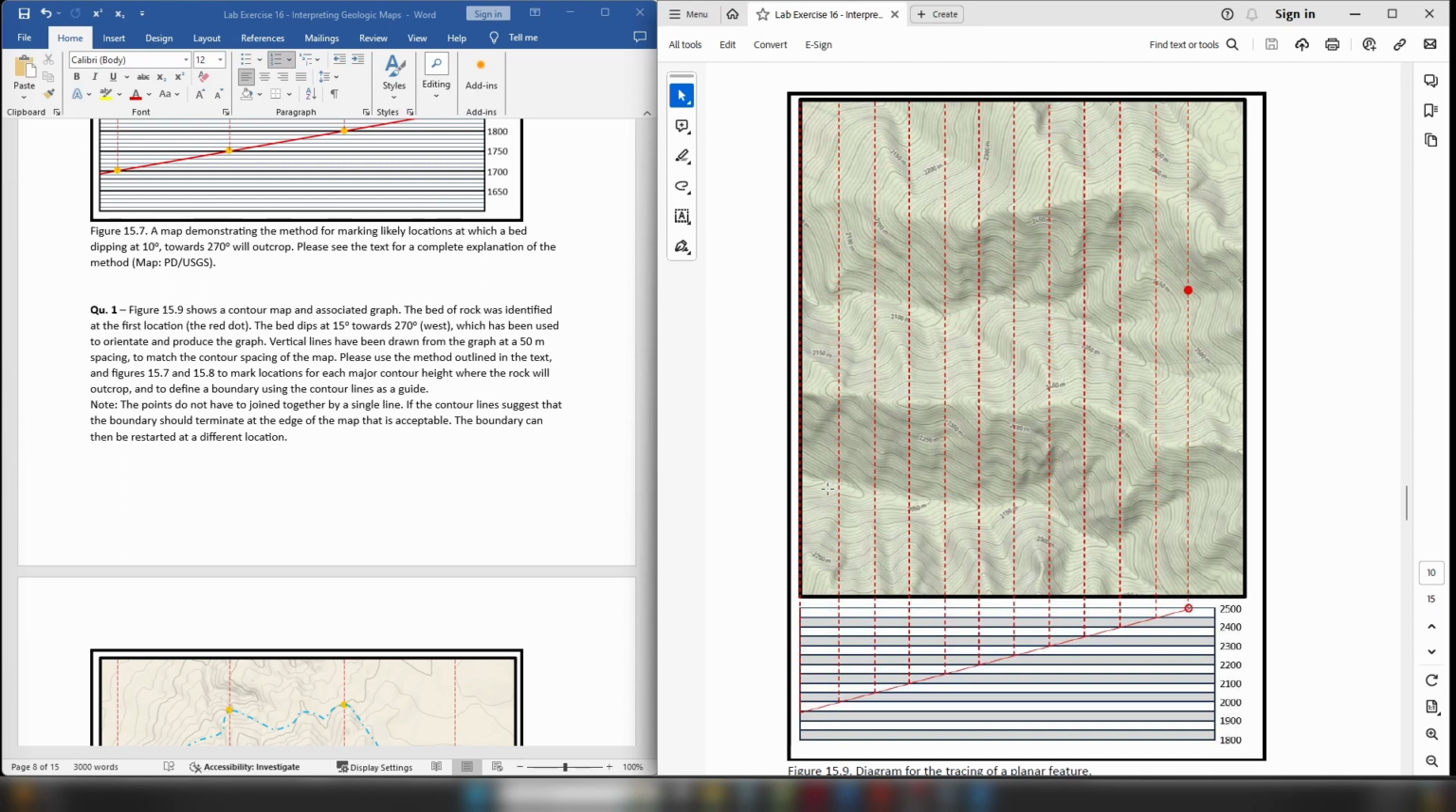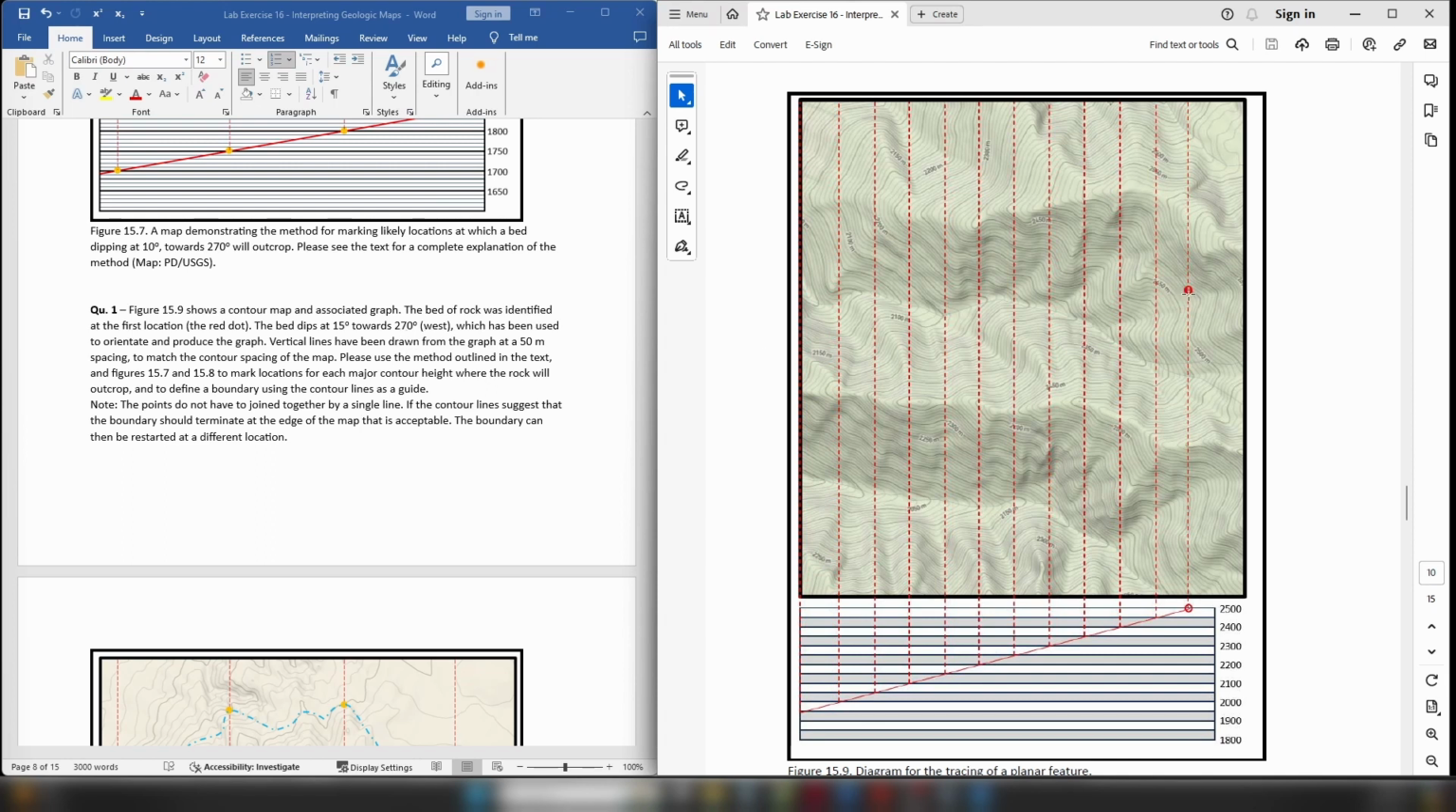So now we're going to move on to question 1, part 1. In this question you can see we have a topographic map and a start location marked in red. This marks the location at which a bed of rock has outcropped. And the bed of rock of interest has a dip of 15 degrees. And that dip is due west, so 270.